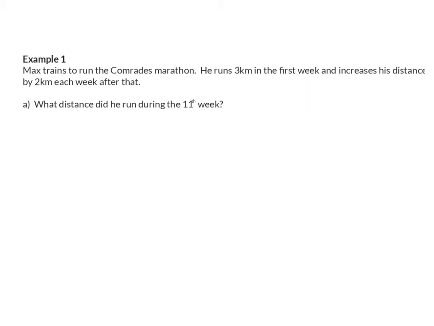Now, we need to start off by getting a sequence from the information that was given. So he started running 3 kilometers and then he increased it by 2 every time. So the next week was 5 and then 7. And from this, we now know that a, our first term, is 3, and we have a constant difference of adding 2. They ask us in A, his distance that he ran in the 11th week. So that is the specific term value for term 11.